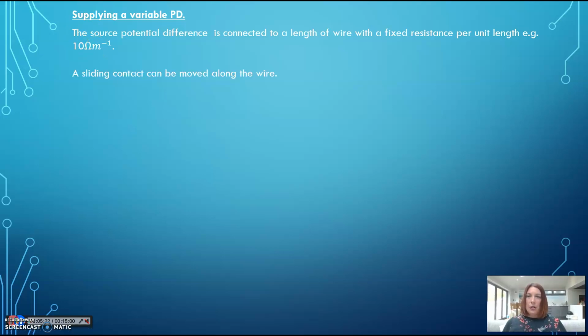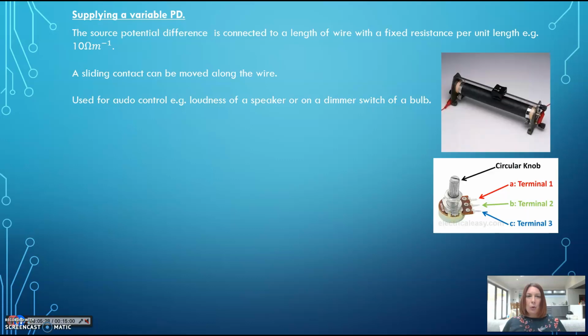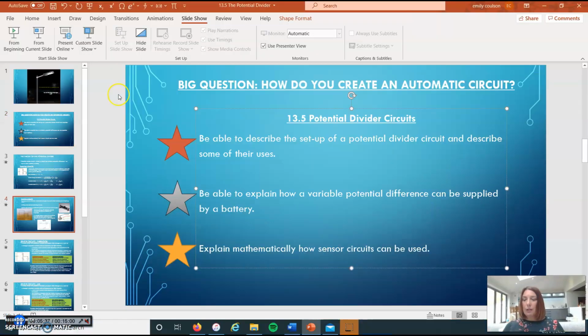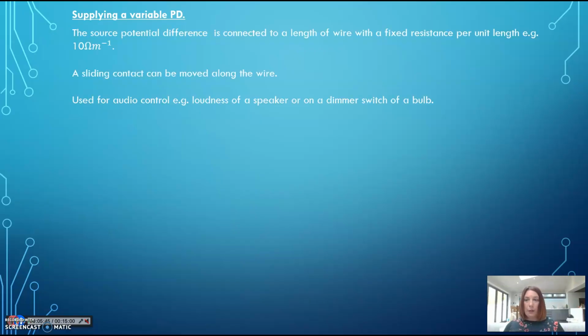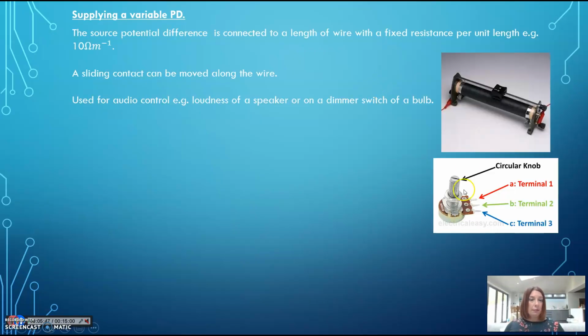And then you can use a sliding contact, which can be moved along the wire. You've probably seen one of these when we've done our circuits. We call them rheostats. We've used one of these before, but you can get circular ones as well. Basically they're used for audio control. So if you're in a car, the volume control is one of these in here. It's just the length of the wire. Okay, or a dimmer switch on a bulb.